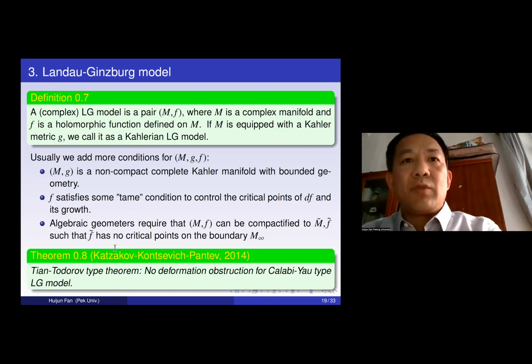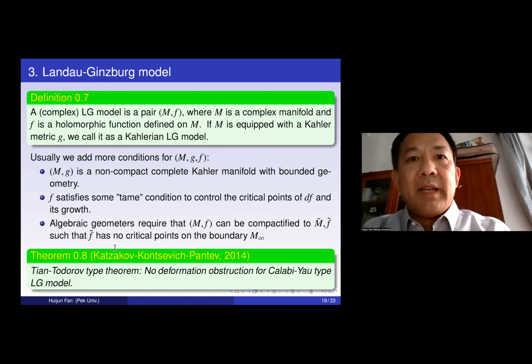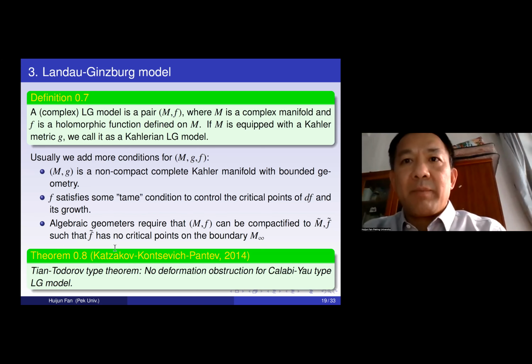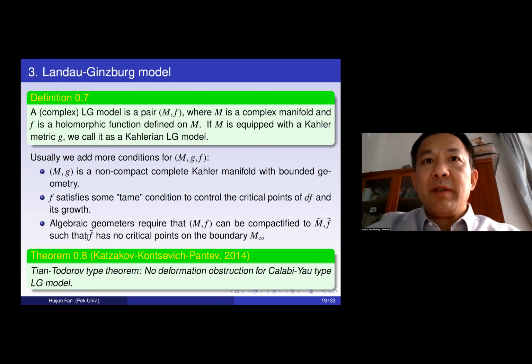Here I just mention one theorem of Katzarkov, Kontsevich, and Pantev in 2014. They gave a Bogomolov-Tian-Todorov type theorem, which says there is no deformation obstruction for a Calabi-Yau type LG model. The LG model they mention in the theorem refers to the algebraic one. That means they require the existence of a compactification of this LG model.